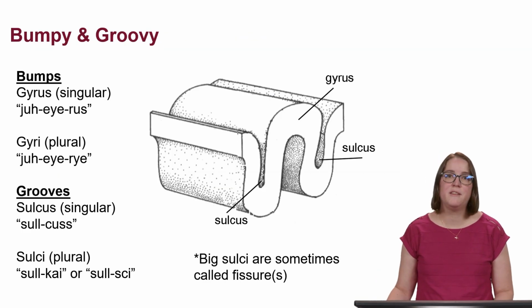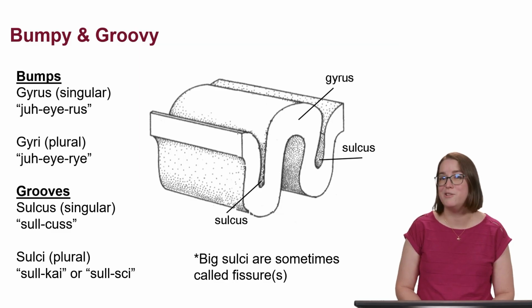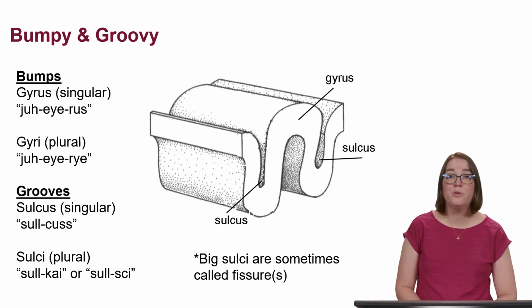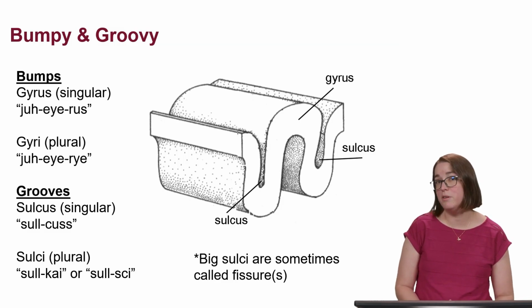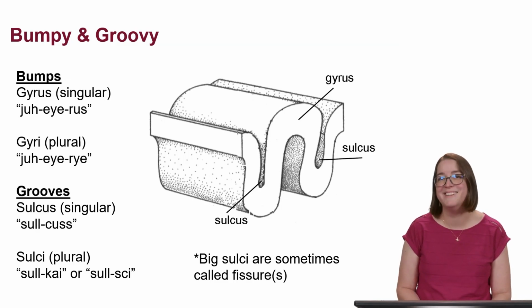As I mentioned, the cerebral cortex is convoluted, meaning it's both bumpy and groovy. You should already know the technical names for these structures. A bump is called a gyrus. Plural bumps are called gyri. A groove is called a sulcus. Plural grooves are called sulci, or sometimes sulci. If the groove is especially deep, it is sometimes called a fissure.